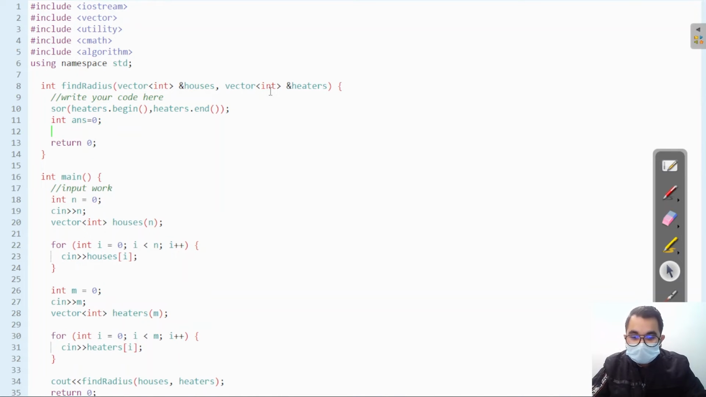Now what we were doing in the question was traveling for each and every house and trying to find floor and ceil. The floor will represent my nearest heater from the left side and ceil will represent the nearest heater from the right side. So let's travel on my houses: i equal to 0, i less than houses dot size.